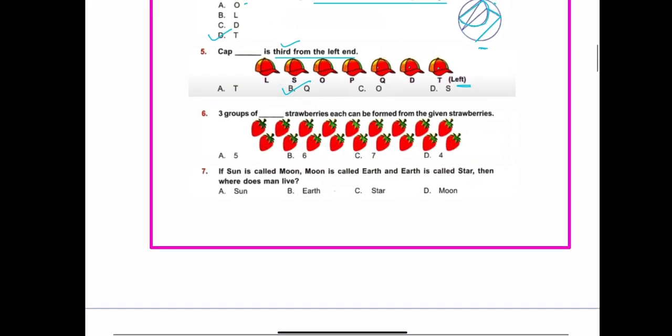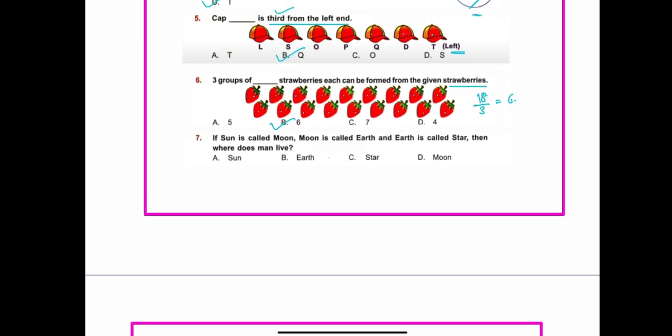Okay, next question is 6. 3 groups of blank strawberries each can be formed from the given strawberries. So first let's count the number of strawberries given. 1, 2, 3, 4, 5, 6, 7, 8, 9, 10, 11, 12, 13, 14, 15, 16, 17, 18. So the total number is 18 and 3 groups, so it can be divided by 3. So 6 strawberries. So answer B is the correct option.